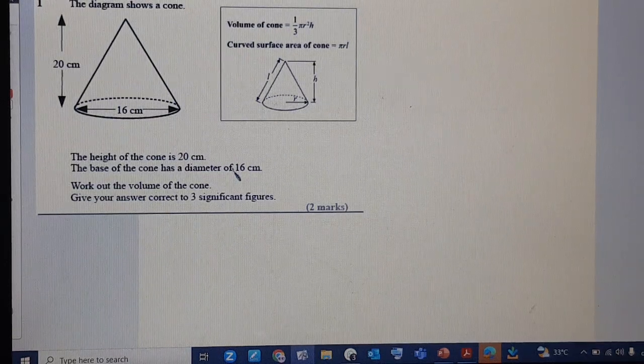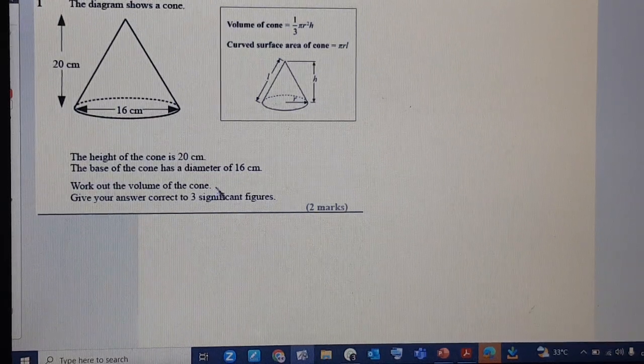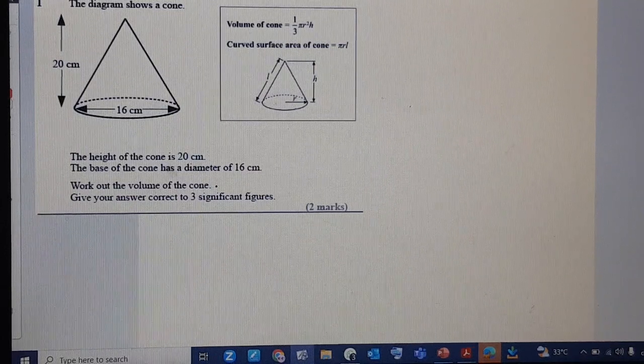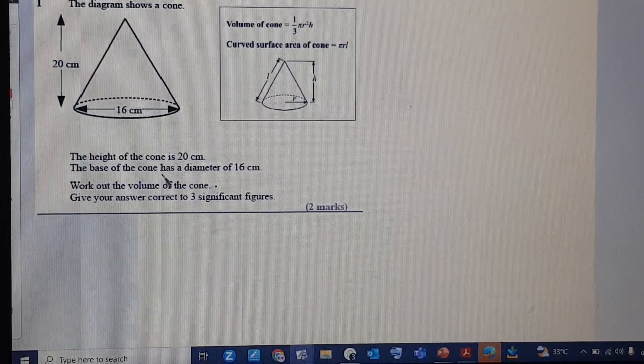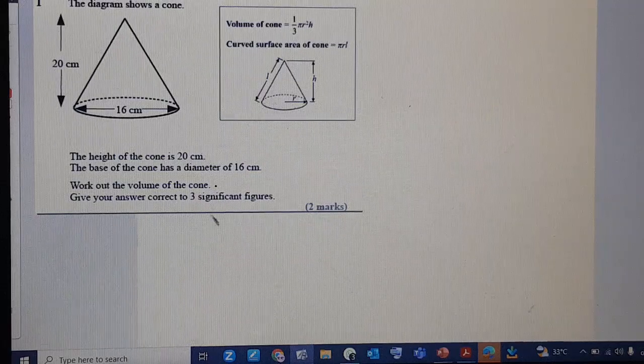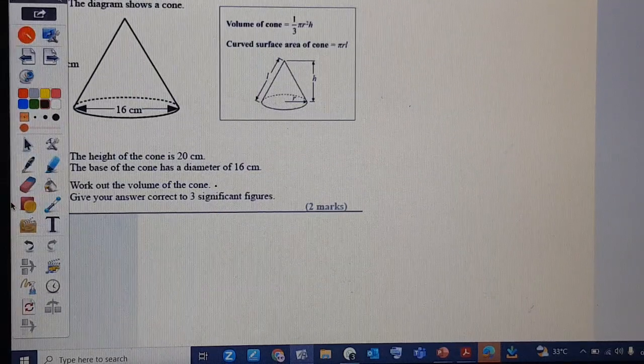Hi everyone, in this video we are going to find out the volume of the cone. The question here says the height of the cone is 20 centimeter, the base of the cone has a diameter of 16 centimeter, and work out the volume of the cone. You can see the formulas are given and the required value is in 3 significant figure.